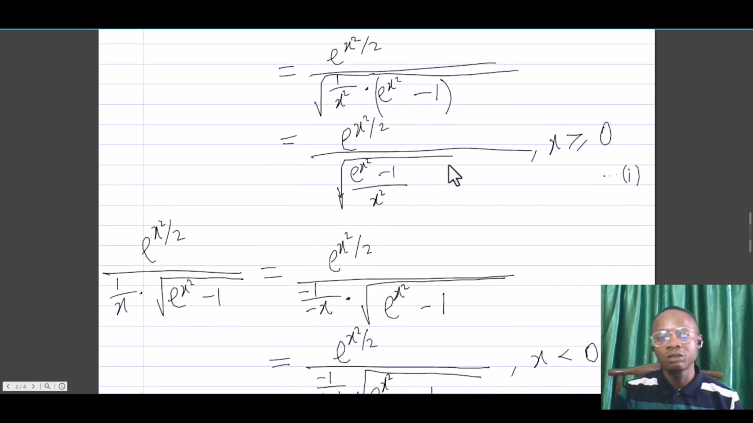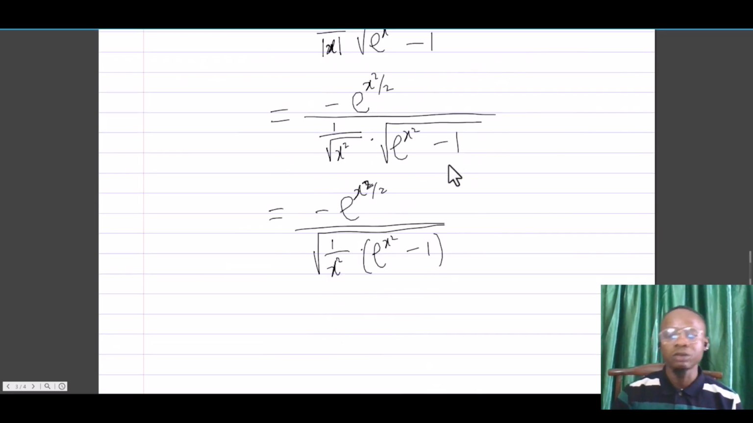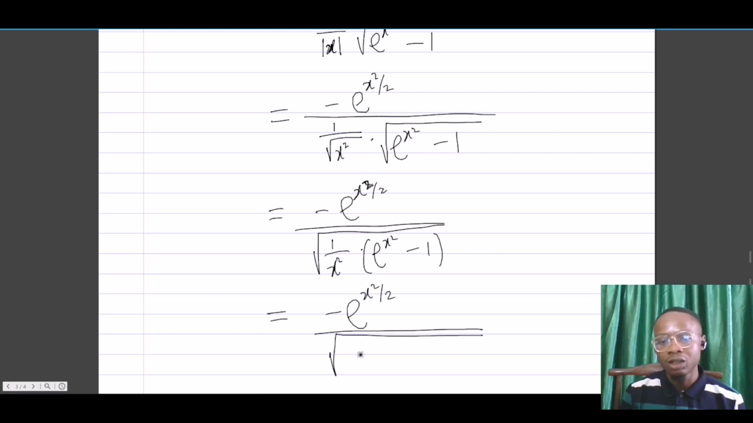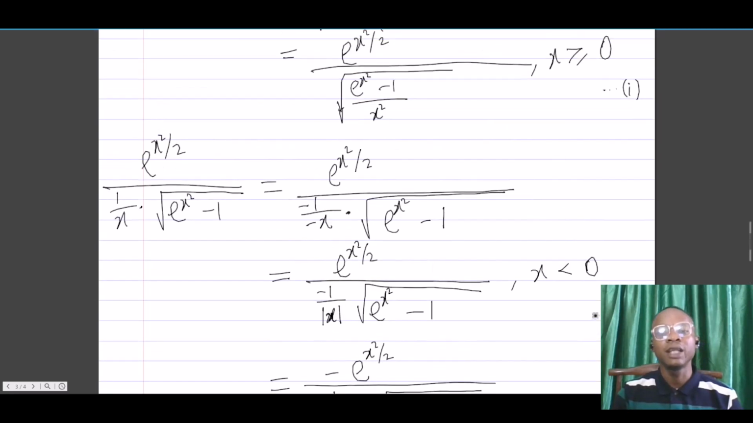Okay, to avoid confusion, please note that this gives us this expression here. This will be equal to minus e to power x squared over 2, divided by, putting all of this together, the root of (e to power x squared minus 1) divided by x squared. So we have another expression, but we know that this is applicable only when x is less than 0. So that is the idea.